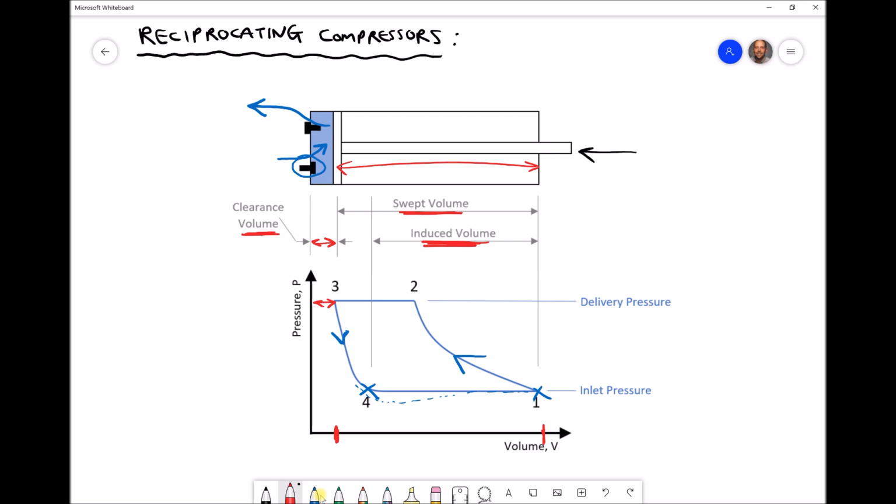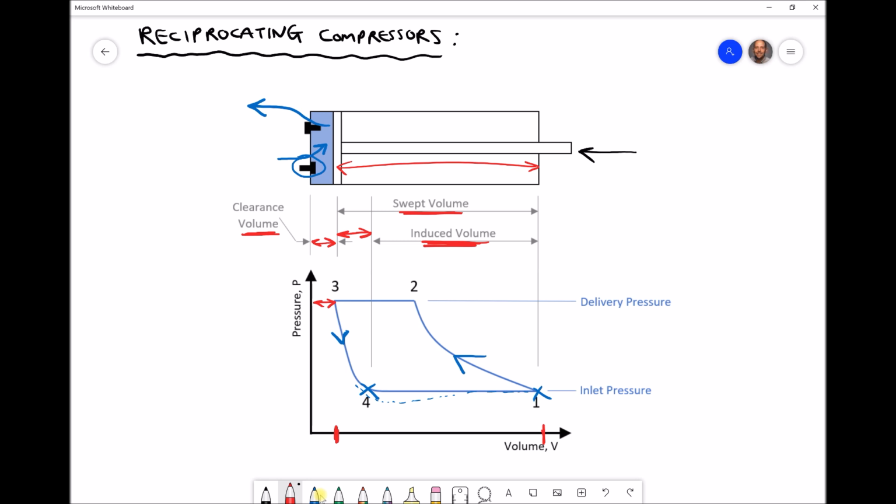Note that as we move from position 3 to position 4, or this shorter distance here on the PV diagram, we're not actually drawing fresh air into the cylinder. What we're doing is decreasing the pressure of the volume that remains, or our clearance volume, until we reach such a point that the pressure is sufficiently low for the inlet valve to open and fresh air to be drawn into the cylinder.